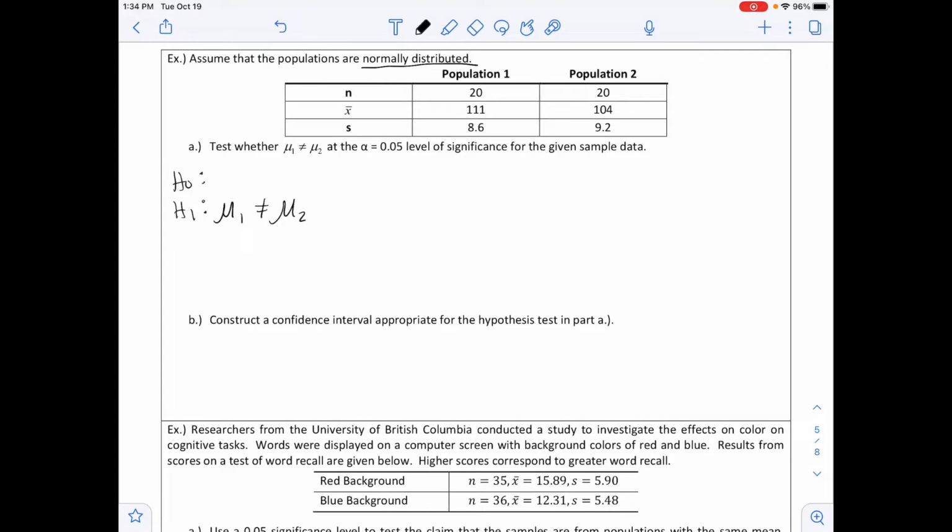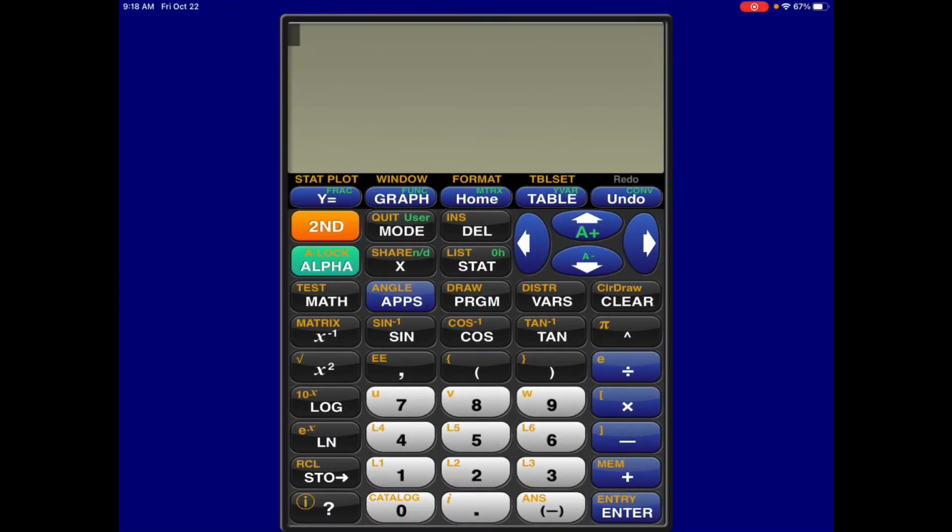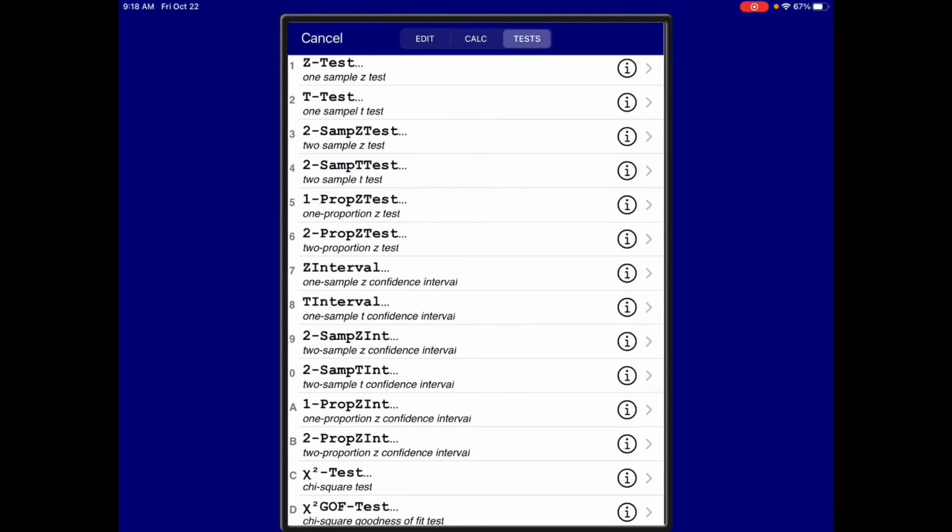And like we saw in the previous page, your null is always going to be that they are equal to one another, that there's no difference. And so in order to do this test, we need to go to samp t test. On our graphing calculator, we are going to go to stat, over to test, down to samp t test.